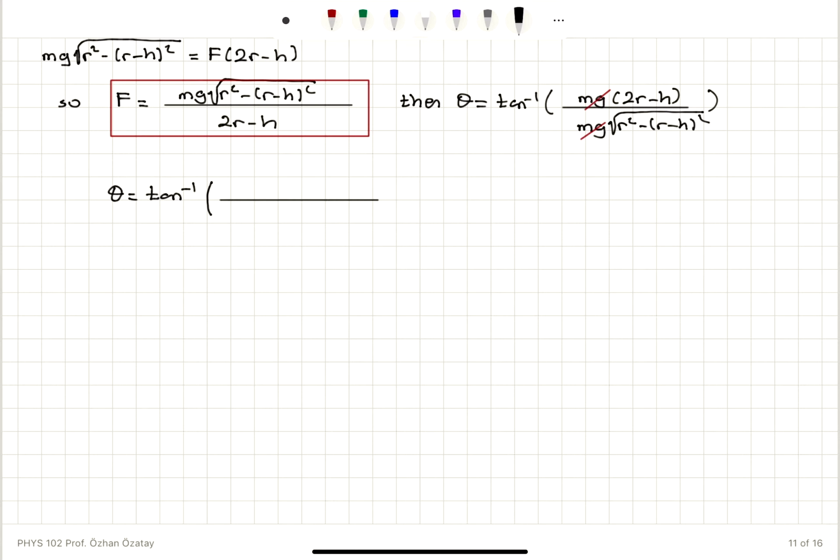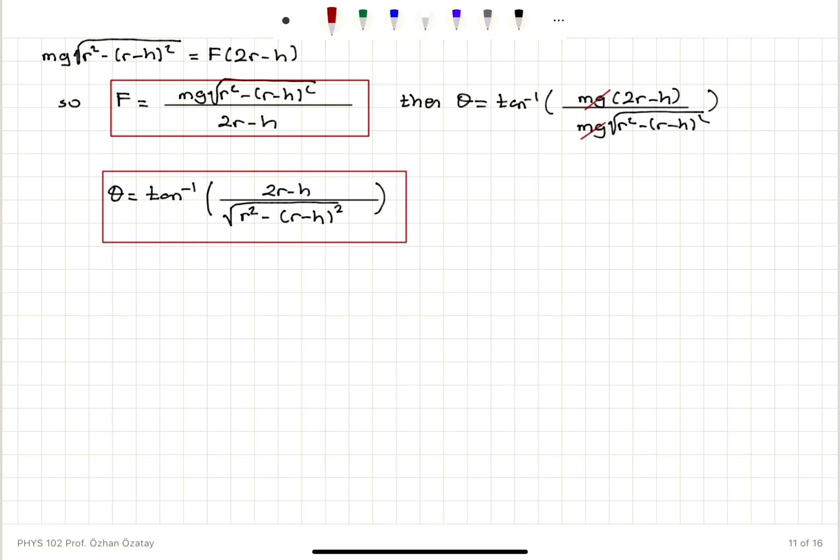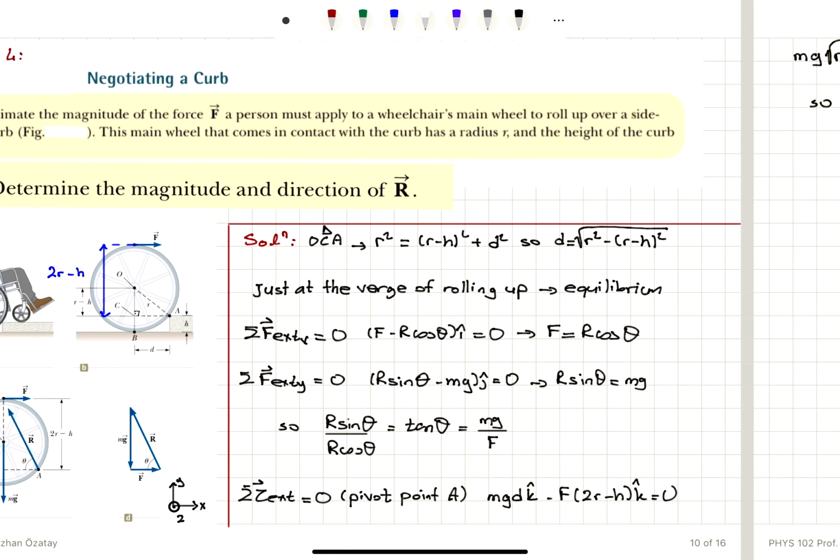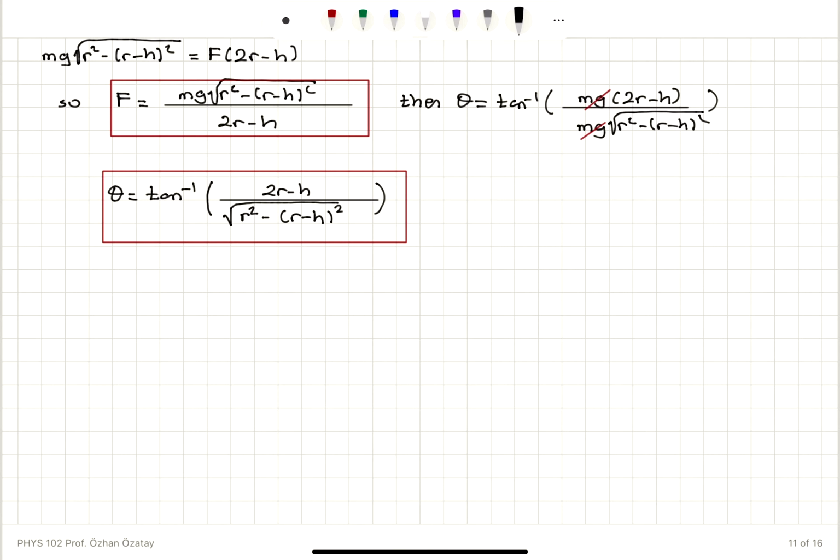of (2r minus h) divided by the square root of r squared minus (r minus h) squared. So that tells us the direction of R. The direction is to the left, making an angle of theta with respect to the minus x direction. So it's this angle. Then I can find the magnitude of R.